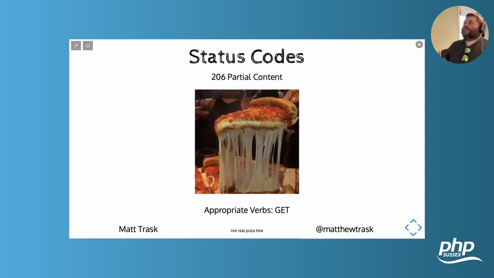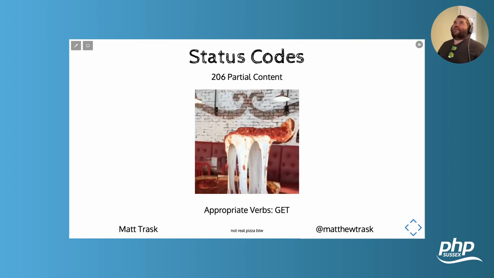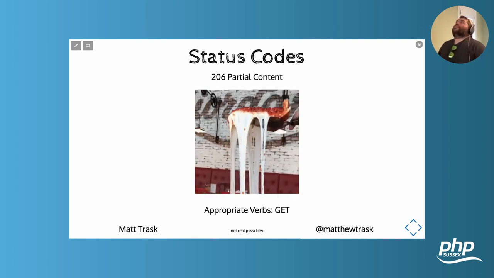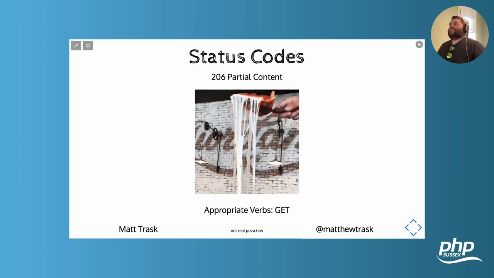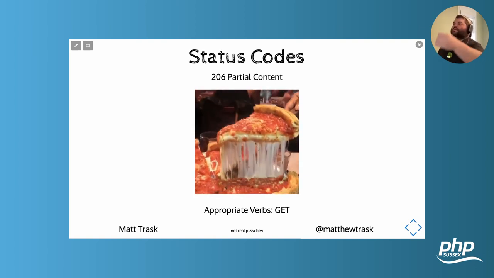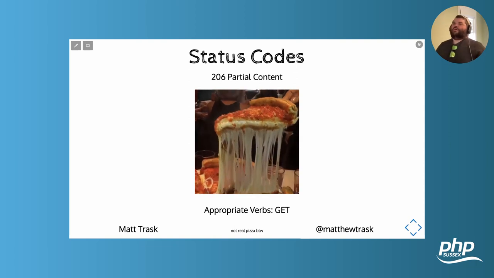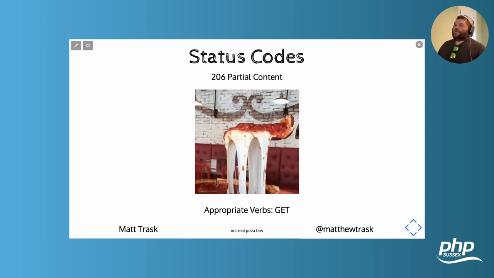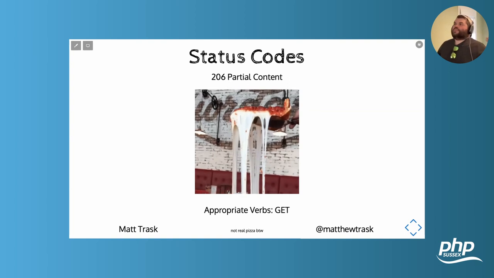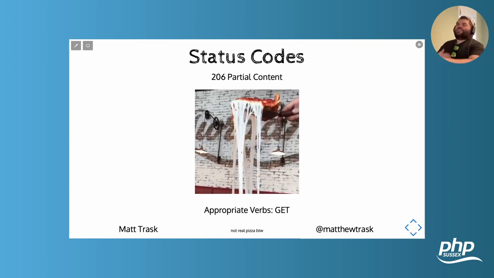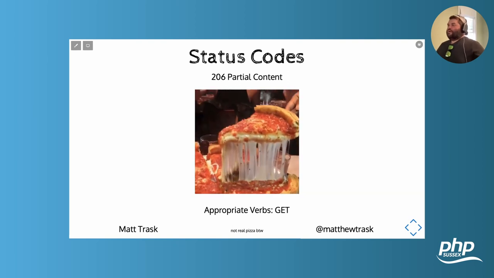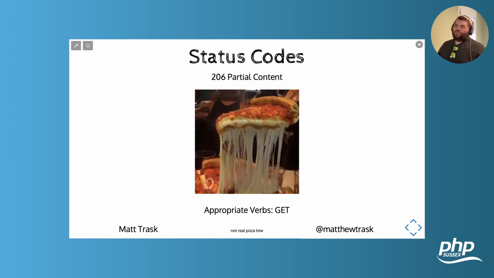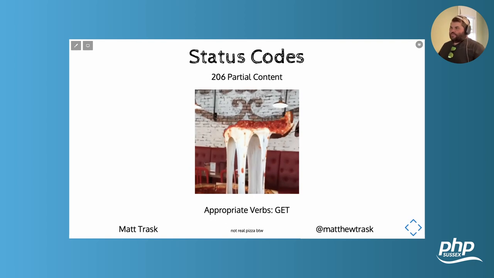206 partial content. You might see this on a GET request. Again, if you're trying to stream down 5,000 rows into a CSV, I might say, hey, here's part of your content. The rest is coming in about 5 seconds. Let's let the server take a nap for a little bit. And so we'll just keep streaming 206 partial content until we get to the end and then return back a 200 okay or 202 accepted, some sort of content like that.